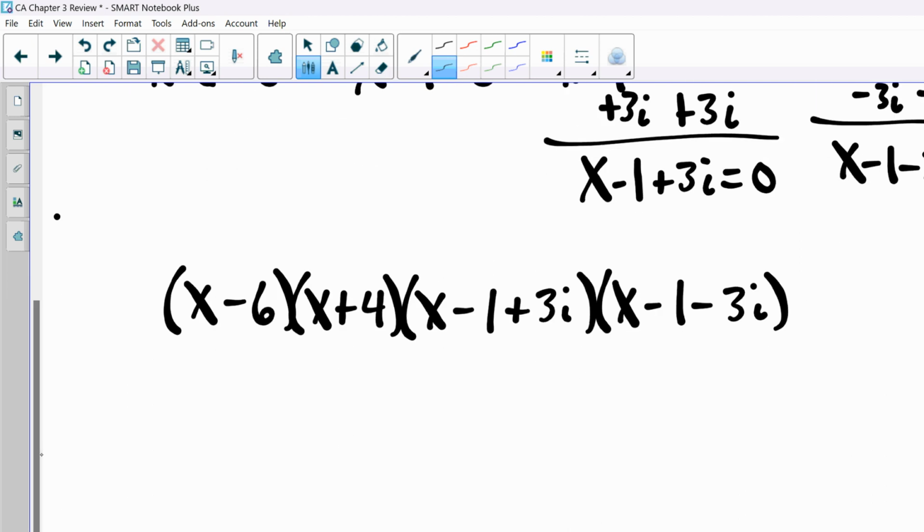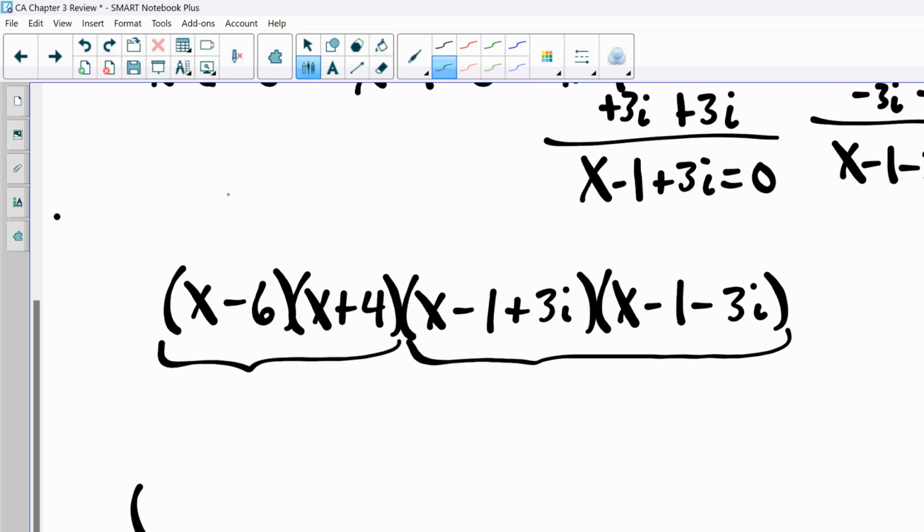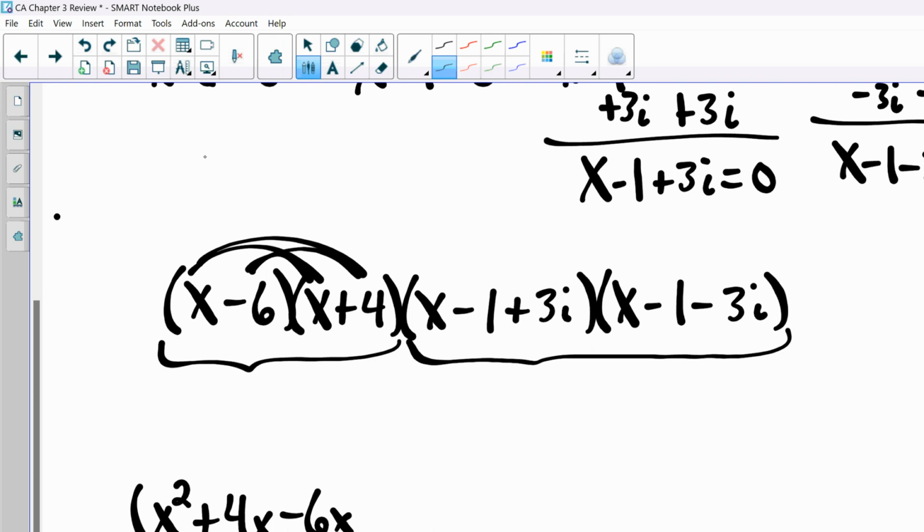Again, at this point, we can multiply them out. Now, the two that I know I'm going to multiply together for sure are going to be these two. I don't want to combine them with any others. Now, it doesn't mean we don't have to wait for the x minus 6 and x plus 4. We can still multiply those out. X times x is going to be x squared. X times 4 is going to be plus 4x. Negative 6 times x is negative 6x. Negative 6 times 4 is negative 24.